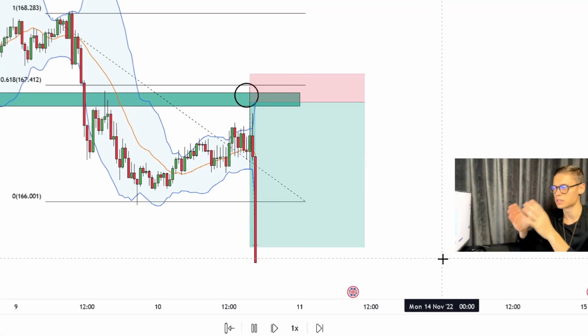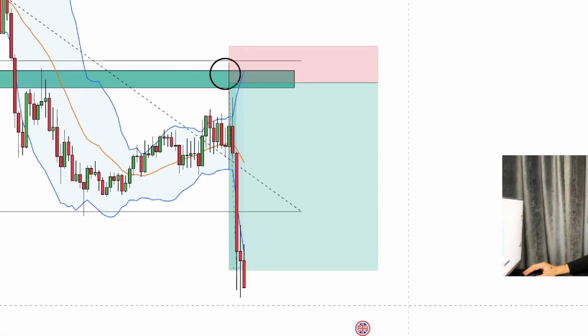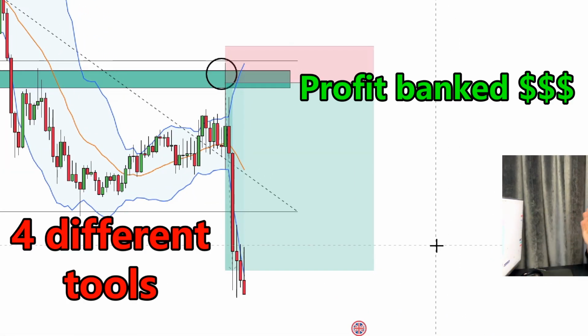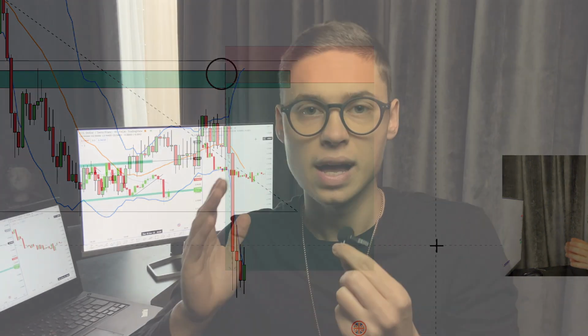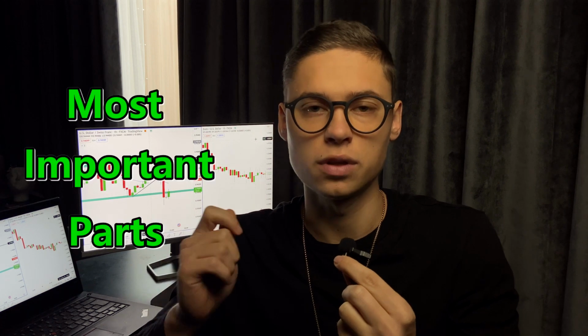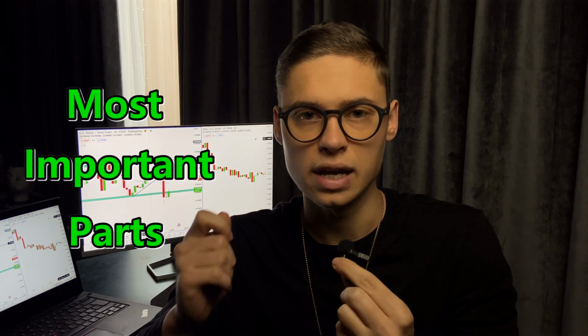So the price is dropping and then boom, it hits our take profit. We had 4 different tools indicating that here we short the market. Entering into the trades is one of the most important parts in day trading.